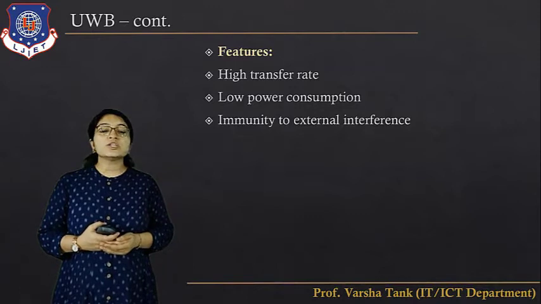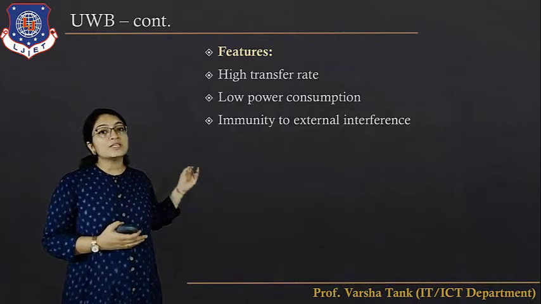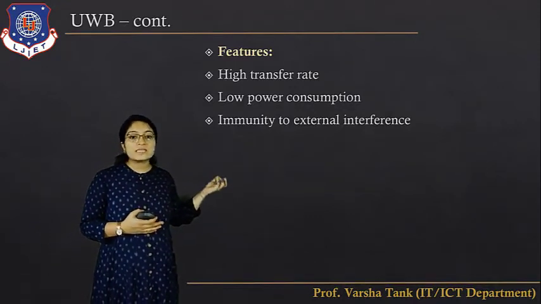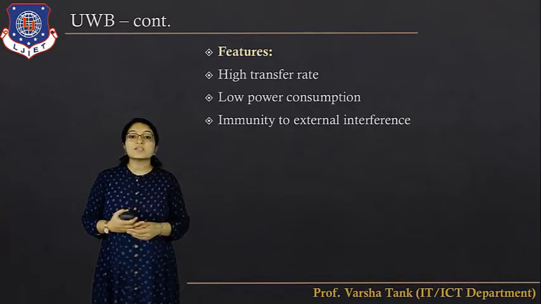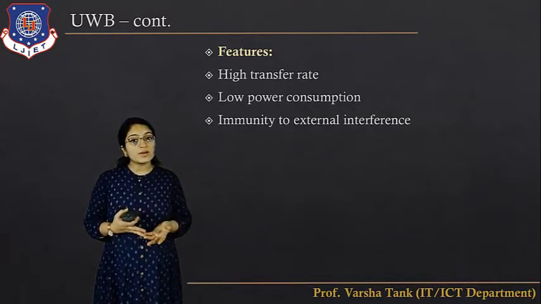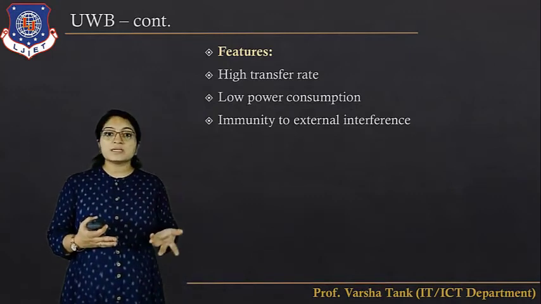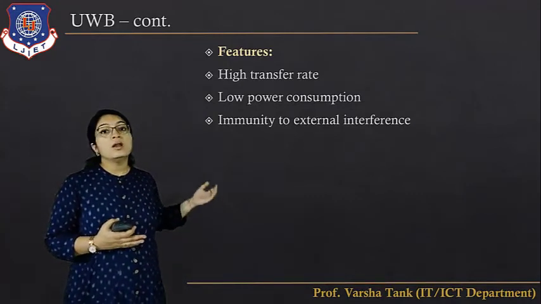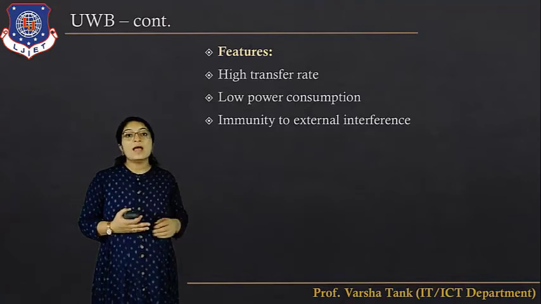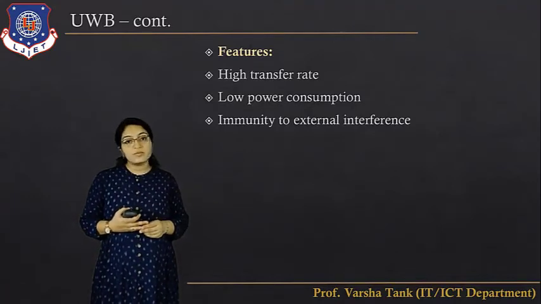Now what are the features of the UWB? Features, or we can say the advantages of the UWB, are the high transfer rate. Why high transfer rate? Because we are using ultra wideband. If ultra wideband is there, then the capacity is much more than the other radio. Low power consumption is there, and immunity to external interference is there.